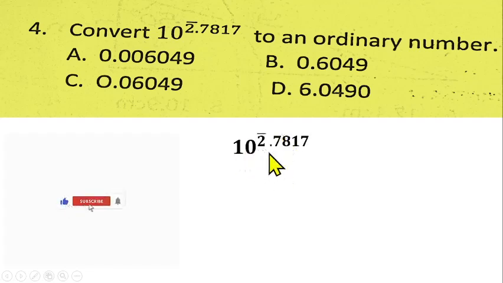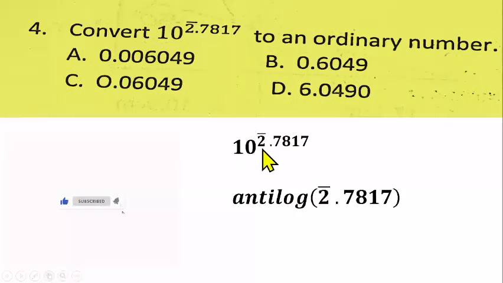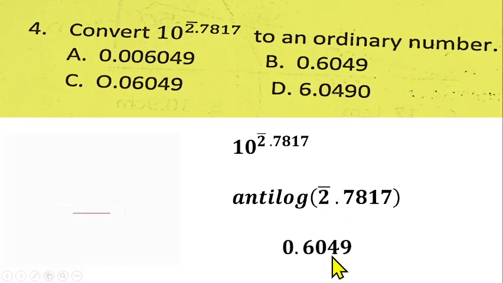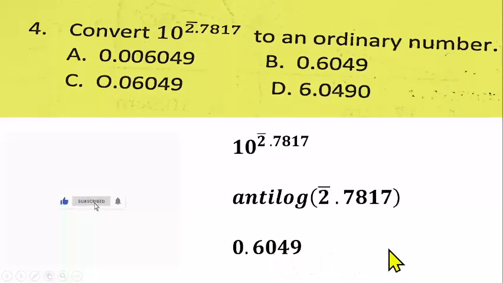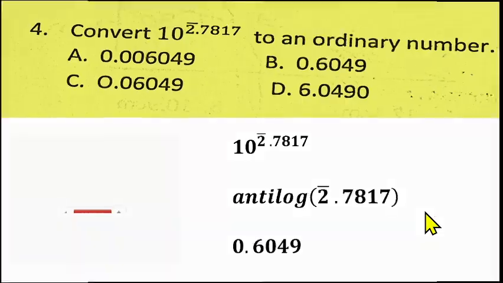So what this literally means is that you have to find the antilog of this number, which is 2.7817. If you find the antilog, you can take your antilog table, or you can use your calculator. So you find the antilog of 0.7817. Then whatever you now get, you add 1 to this bar 2, that gives us bar 1. Then you move your decimal point to the front one more time. So that means you'll be having 0.6049 when you find the antilog of this number. So option B is the correct option for question number 4.